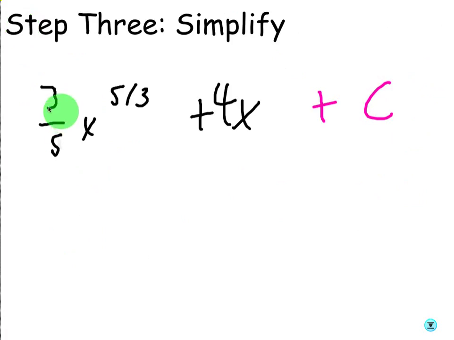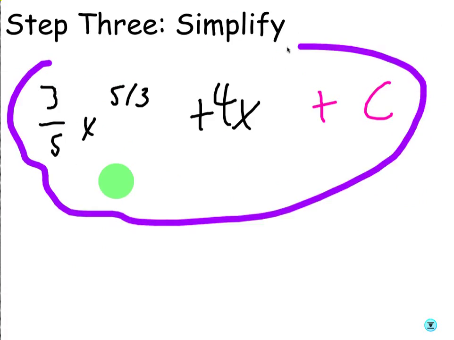Of course, we need to simplify this by taking this fraction out of the bottom. So we'll flip it and multiply it, so it'll become 3/5 x to the 5/3 plus 4x plus c. And that, in effect, is going to be our answer. Okay, but that's our antiderivative.